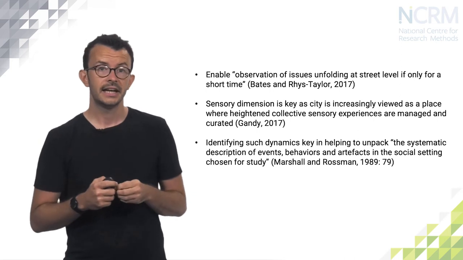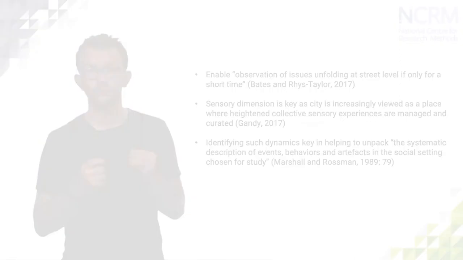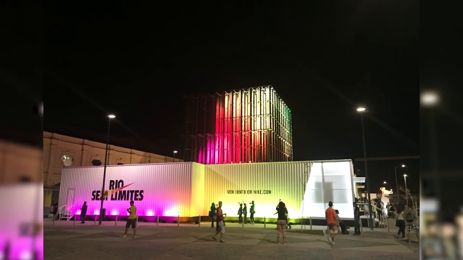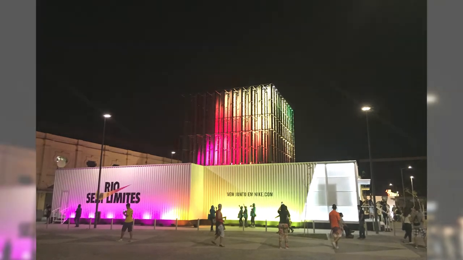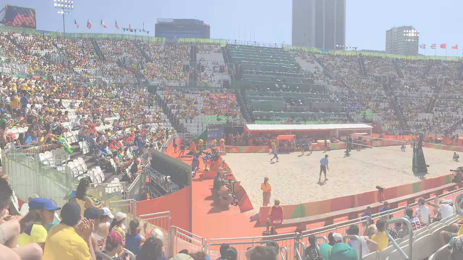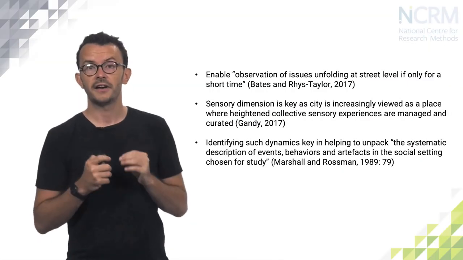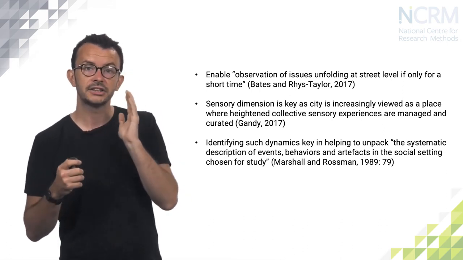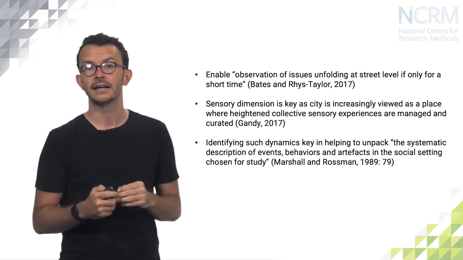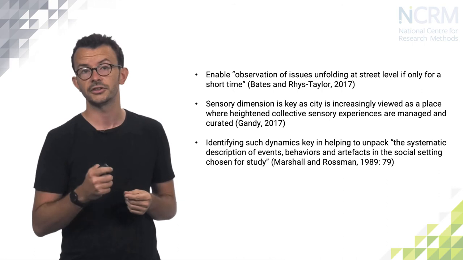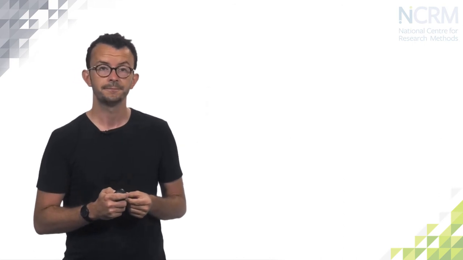These are key, as the city is increasingly viewed as a place where heightened collective sensory experiences are managed and curated, particularly with the proliferation of events as a policy tool. A key outcome of events is the urban stage that can be modified at will through light, sound, or other stimuli. And identifying such dynamics is key in helping to unpack the systematic description of events, behaviours, and artefacts in the social setting chosen for study.